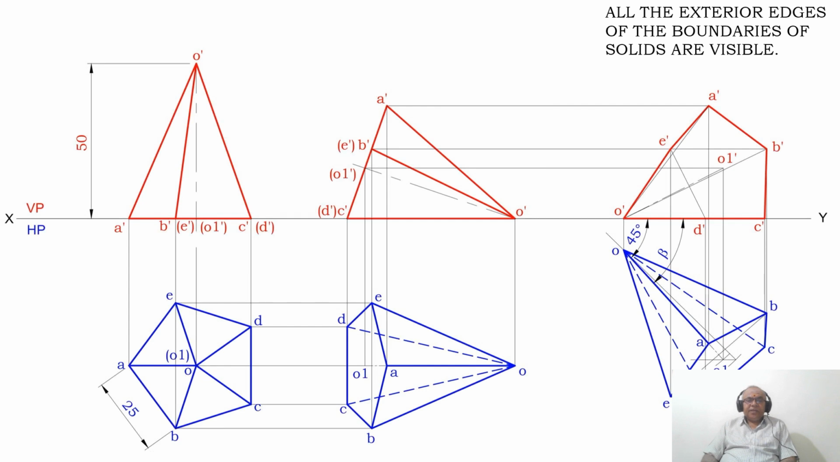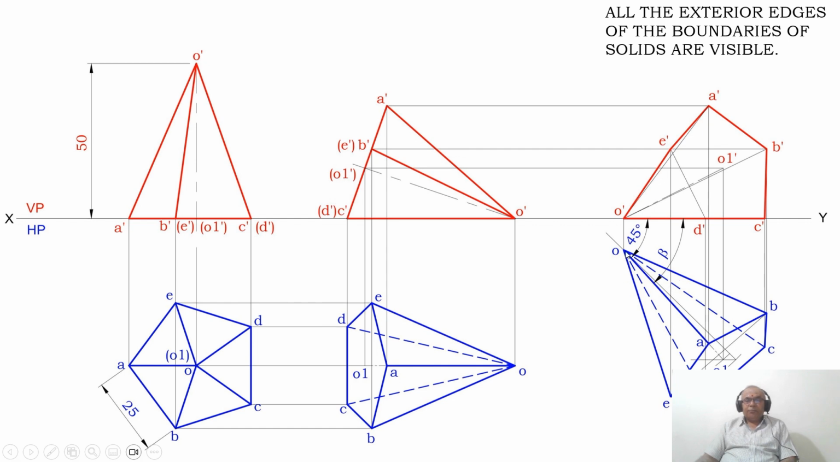Then he says the axis is inclined to VP. Once the triangular face is resting on HP, obviously the axis line becomes inclined to HP. Therefore, OO1 is going to become an apparent line. But the inclination given is the true inclination. Therefore, you have to find the apparent inclination.